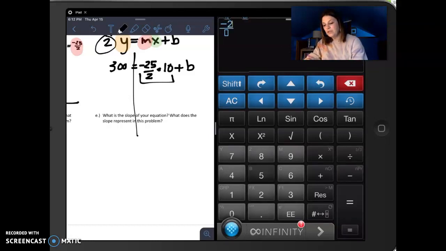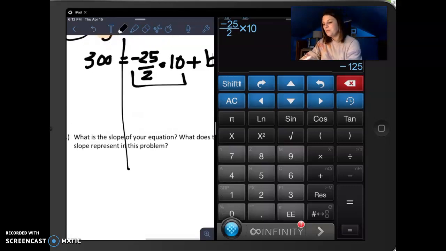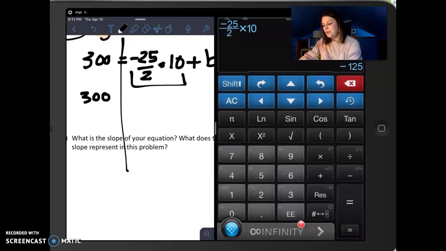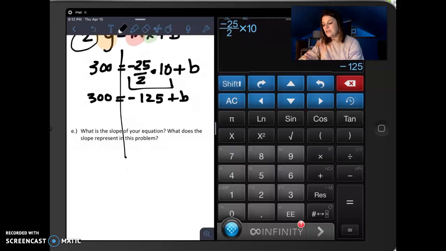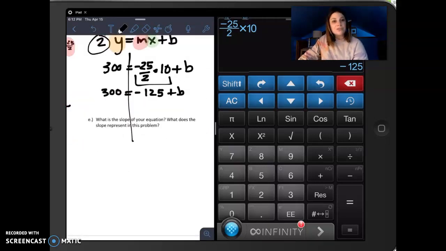You say negative 25 over 2. You could have put the negative in front as well. Times 10. And we get negative 125. So we're going to rewrite the problem. Now those two things multiplied is negative 125 plus b. Now we need to solve for b. This is a one-step equation, so it's not too hard. All we have to do is say plus 125. We're creating a 0 plus 125.